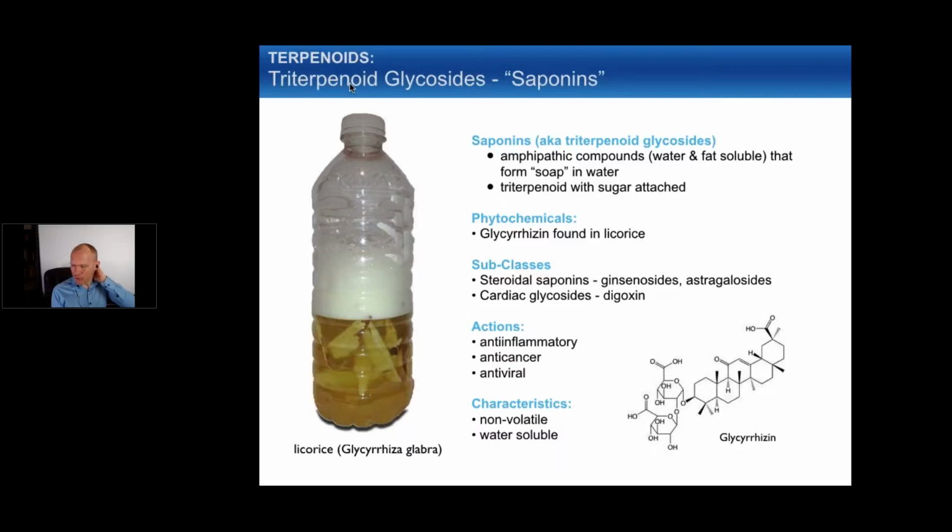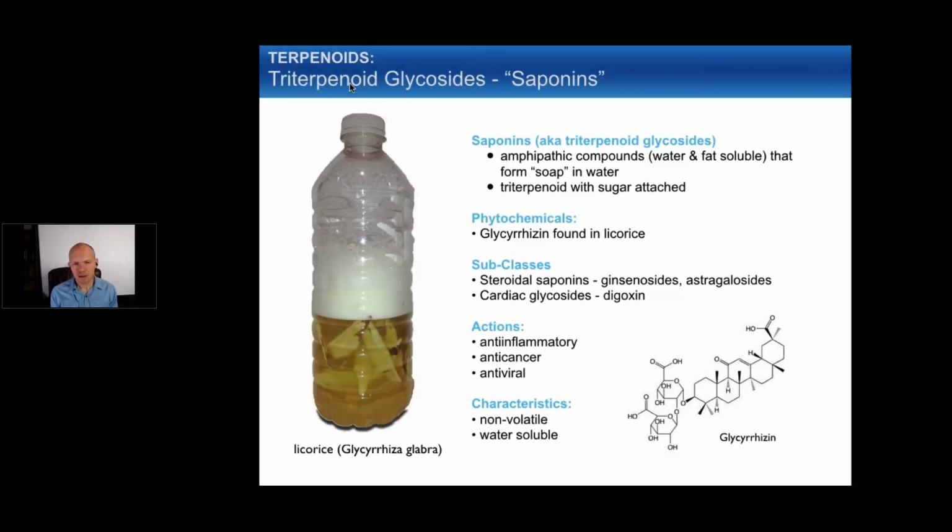And so when you have a polar and a non-polar component on the same molecule, it has the potential to act as a soap. So this is basically an amphipathic compound that's both water and fat soluble that will form a soap. And if you look at the left-hand side, I took a bunch of chunks of licorice root, added it to some water, and then shook it up. And you can see it foams up. Those are the saponins. Those are the triterpenoid glycosides making soap.